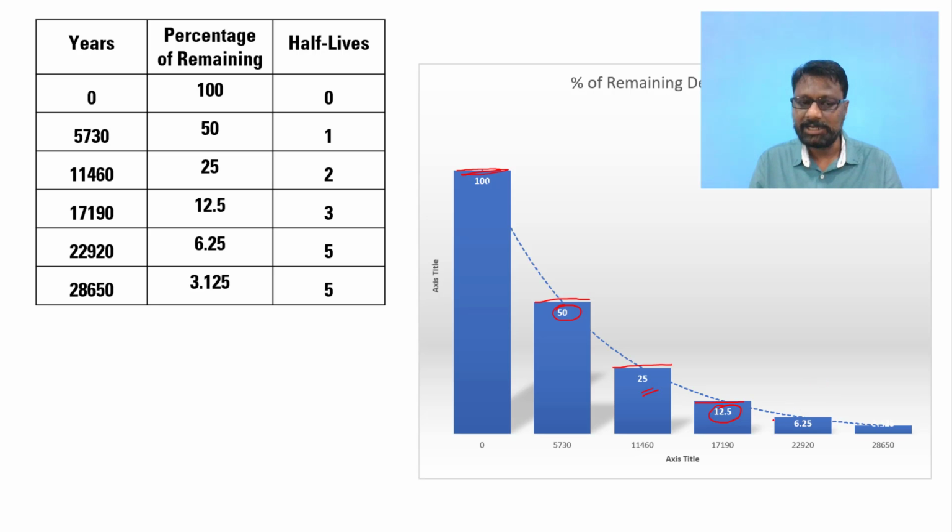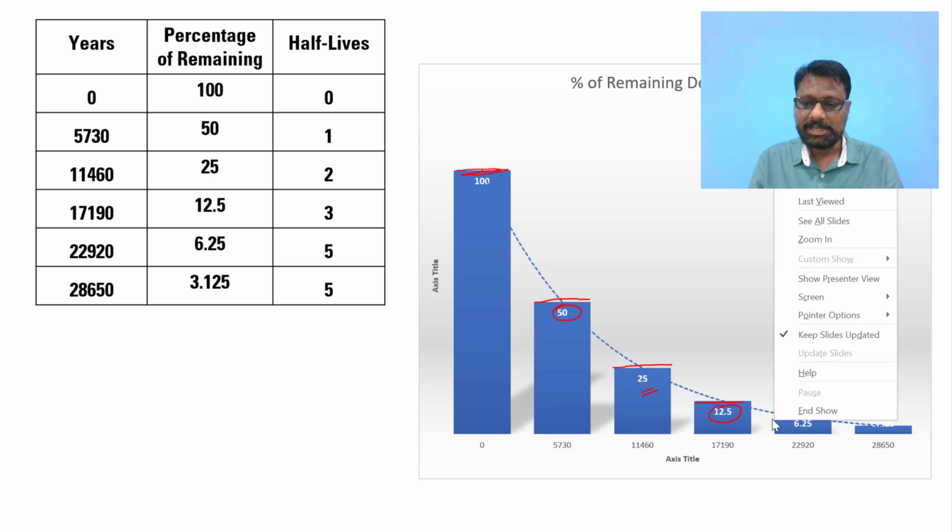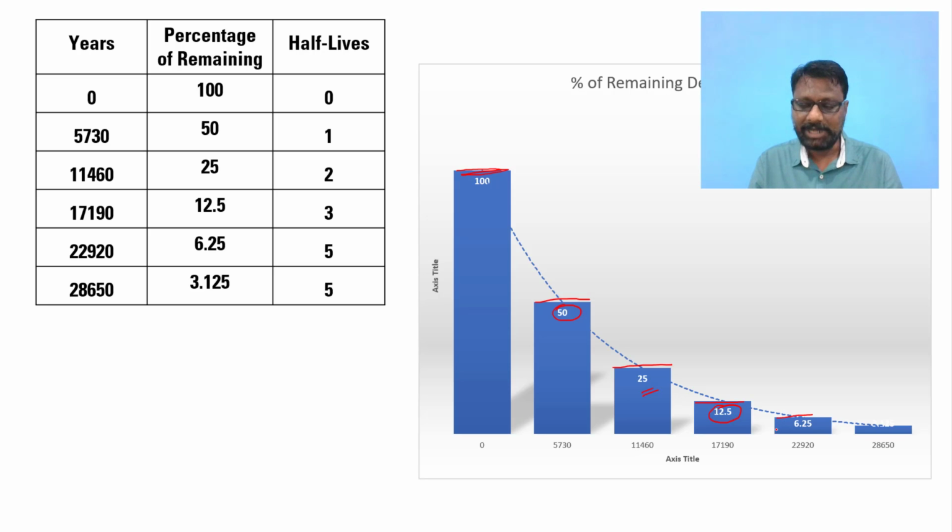And if you find the body 22,920 years later... sorry, at the next stage, you will find 6.25% of the C14. Like this, if you find the dead body after 28,650 years, you are able to see nearly 3.125 percent of C14.